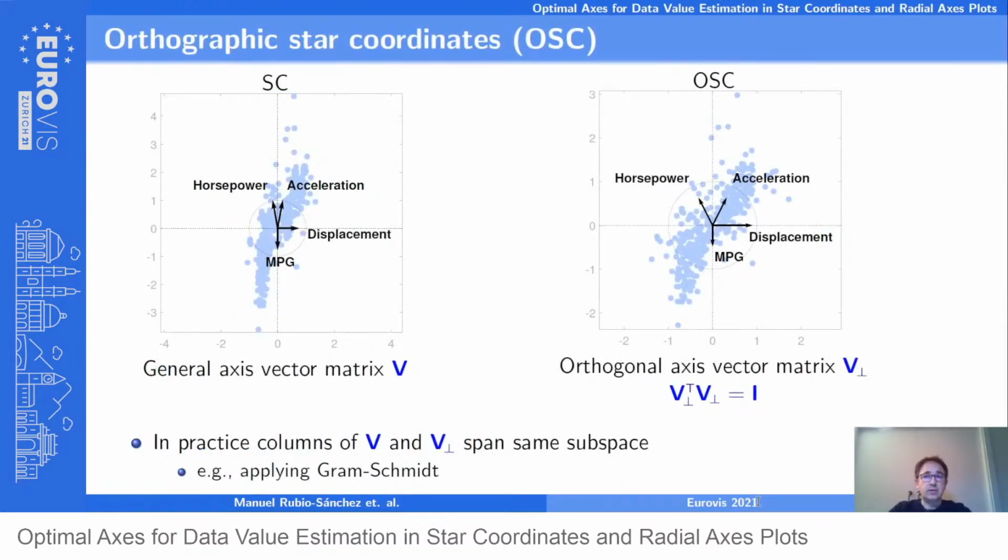Orthographic star coordinates is a variant of star coordinates where the transformation matrix is orthogonal. In the context of this paper, it's important because if you add axis lines to orthographic star coordinates, the estimates are going to be more accurate than if you just add lines to star coordinates. Also, we're going to consider that we obtain a particular configuration of vectors for OSC by orthogonalizing some other configuration of axis vectors in SC. So this implies that the columns of V and V orthogonal are going to span the same subspace.